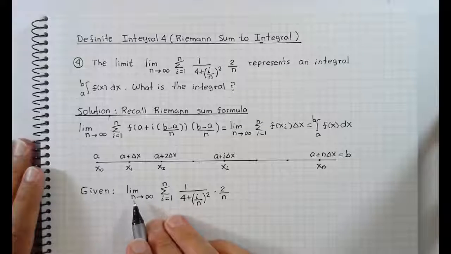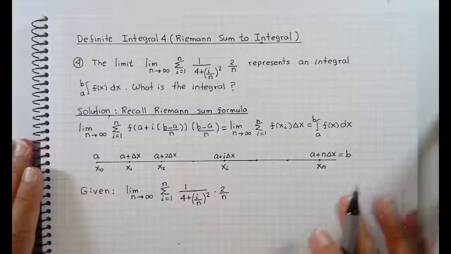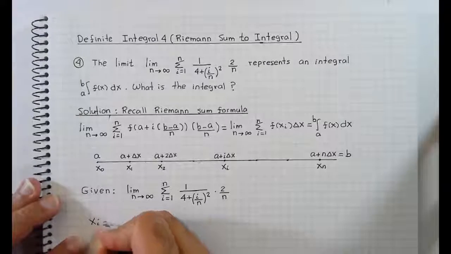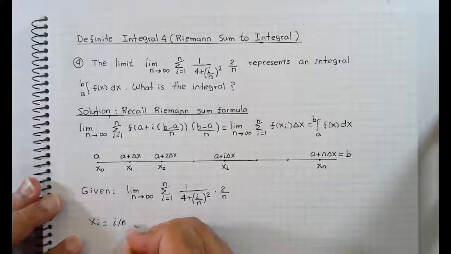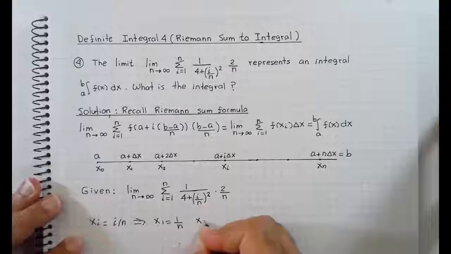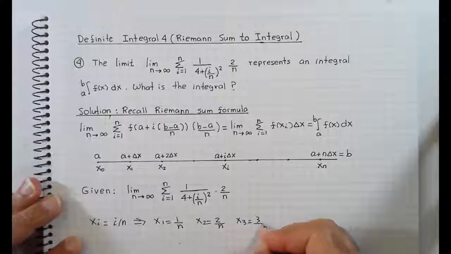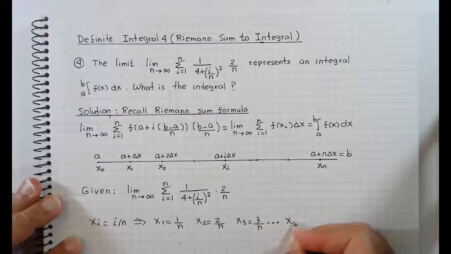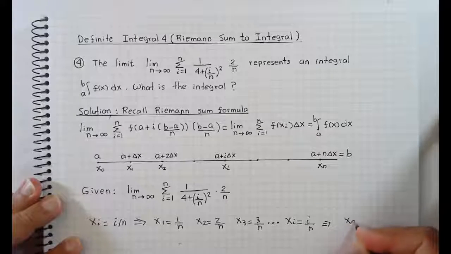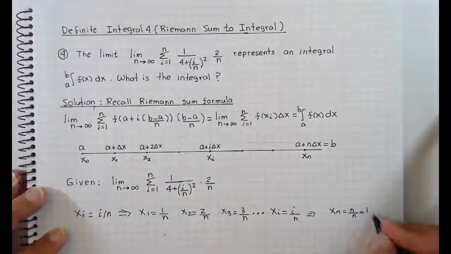What we're given is the limit as n goes to infinity of the sum from i = 1 to n of 1 over (4 plus (i over n) squared) times 2 over n, and we want to turn this into a definite integral. Let's start with xi equal to i over n. That means that x1 is 1 over n, x2 is 2 over n, x3 is 3 over n, and so on. Xi is i over n, and xn is n over n, which is 1, and that's equal to b.